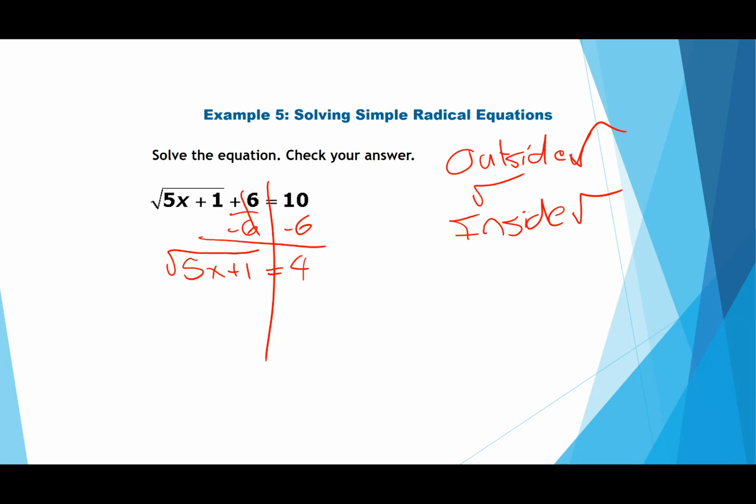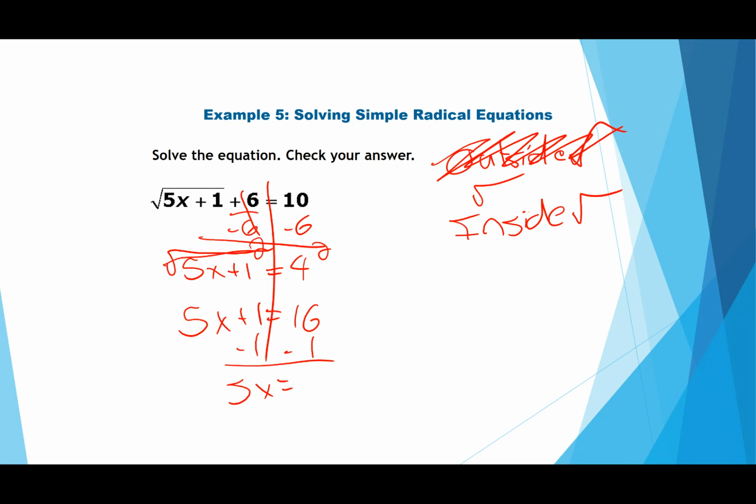Now the 5x plus 1 is all inside the radical, so there's nothing left outside the radical. I can't go inside the radical until the radical is gone. So we'll square both sides. That'll remove my radical, leaving me with 5x plus 1, just simply without the radical now. 4 squared is 16. So now it's just a normal equation, right? Subtract 1.